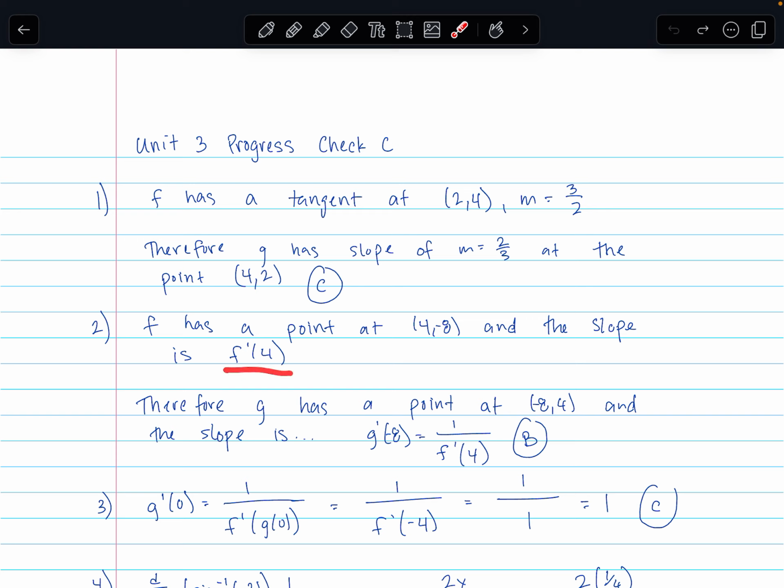But if we remember here that g is going to have a point at (-8, 4), and the slope is going to be the reciprocal of this. And how do I write the reciprocal? I'm just going to write it as 1 over f prime of 4. That just means the reciprocal of whatever value that is. And so that's going to be B.